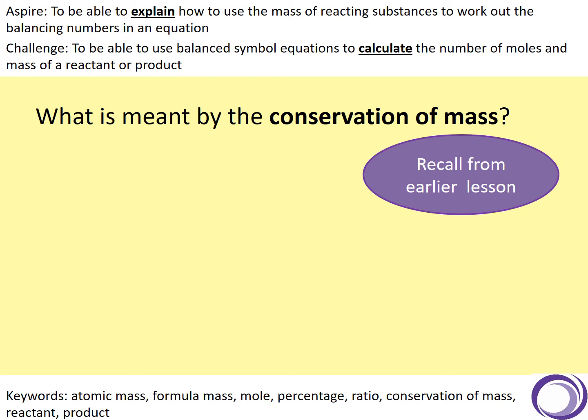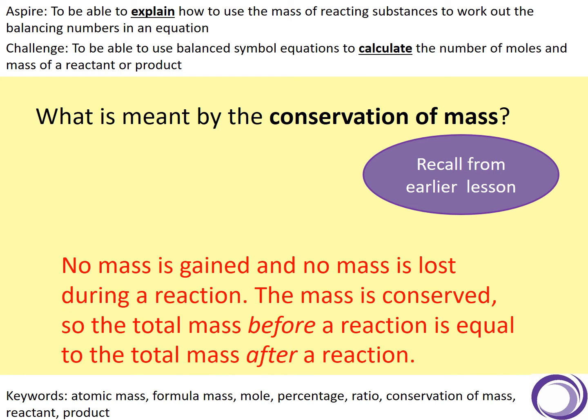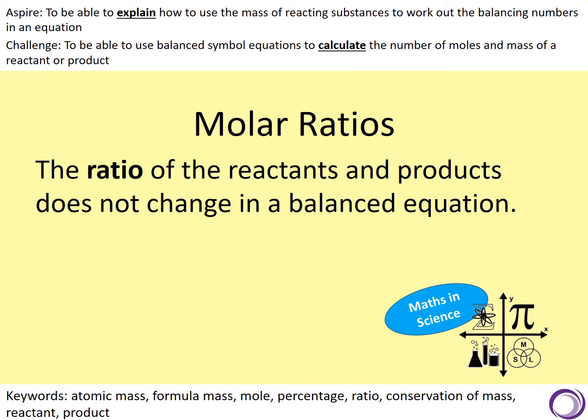Okay, so what you should have said is that no mass is gained and no mass is lost during a reaction. Mass is conserved. So the total mass before a reaction is equal to the total mass after a reaction. In other words, the total mass of the reactants is equal to the total mass of the products. And hopefully you managed to recall that without too much difficulty.